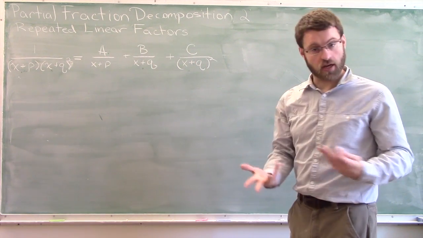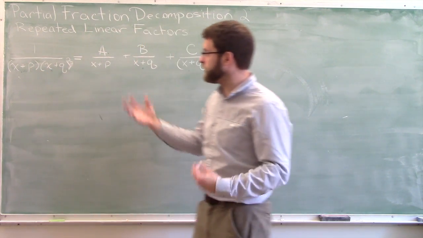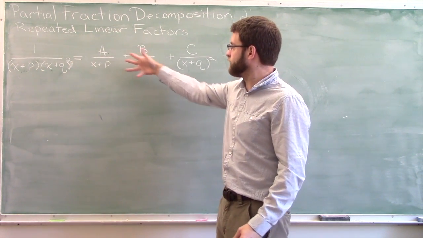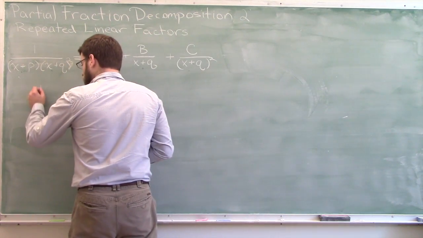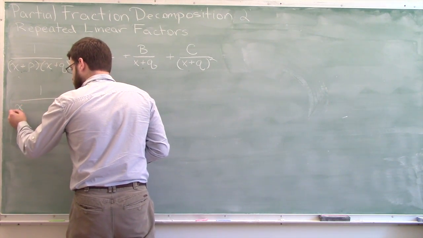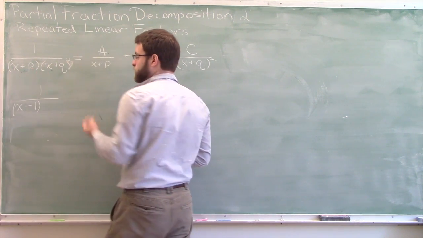As a first example, let's fill in something that looks like this. Let's pick a choice for p and q and then try to find the correct partial fraction decomposition of that. So let's look at 1 over x, how about x minus 1? So I'm choosing p to be negative 1.